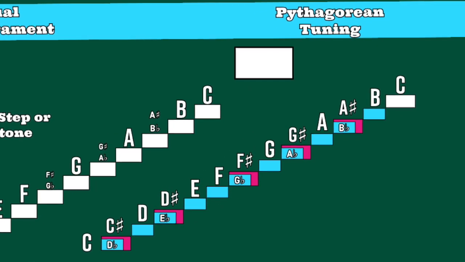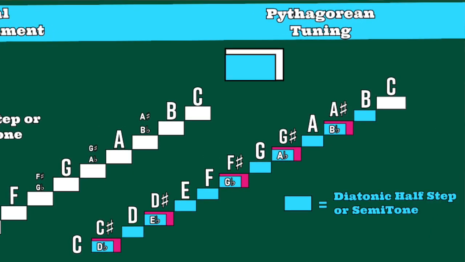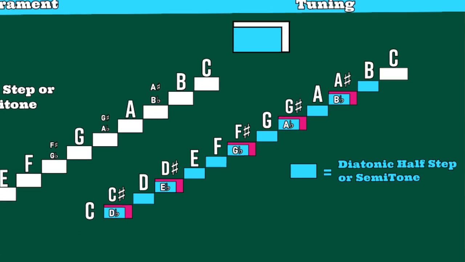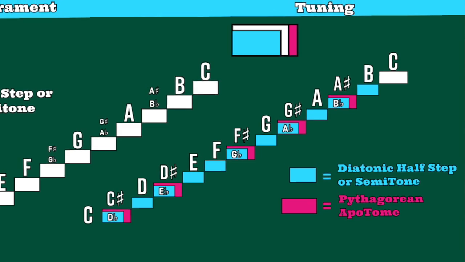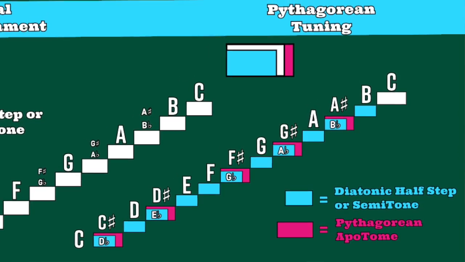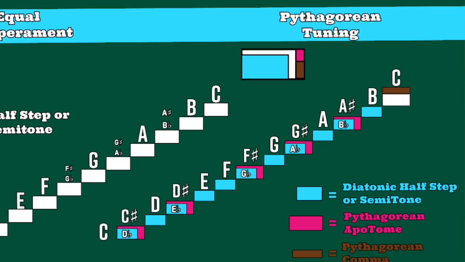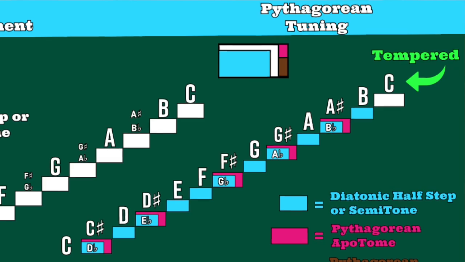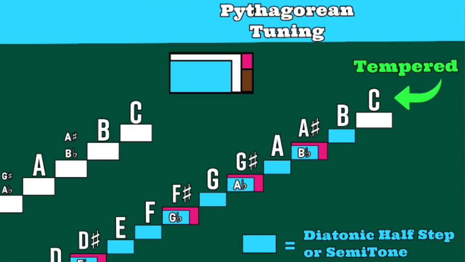In Pythagorean tuning, a natural to a flat is called a diatonic half-step and is flatter than an equal temperament half-step, and a natural to a sharp is called the Pythagorean apotome and is sharper than an equal temperament half-step. Finally, the last step at the end needs to be tempered down to fit inside the indisputable pure tone octave ratio of 2:1.